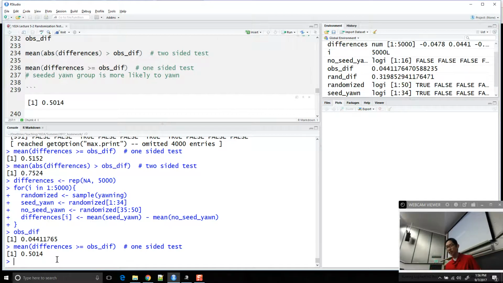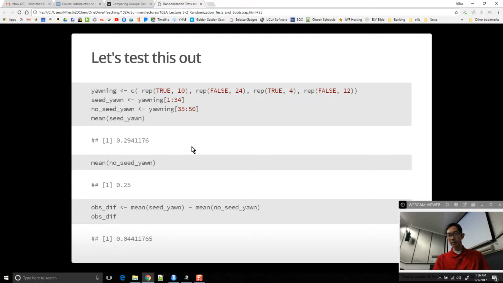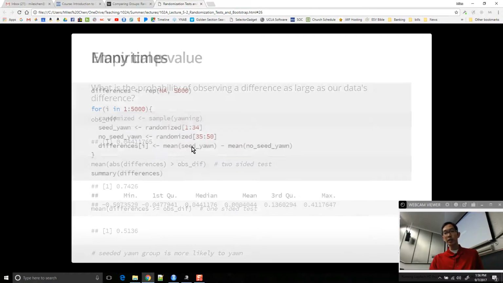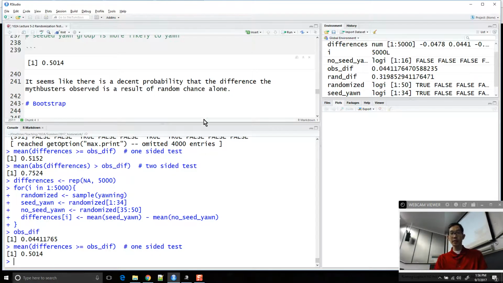So what does this tell us? Basically, the results that we saw on the Mythbusters episode could have been a result of random chance alone. It doesn't mean that yawning is not contagious. It just means that the results that Mythbusters obtained could have been a result of random chance, whether or not yawning is contagious.